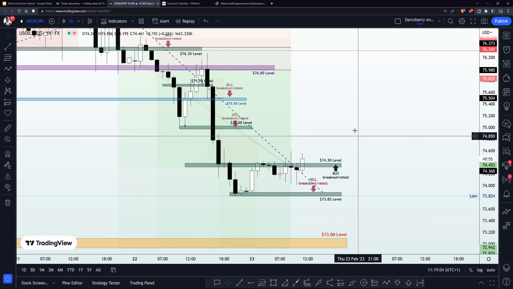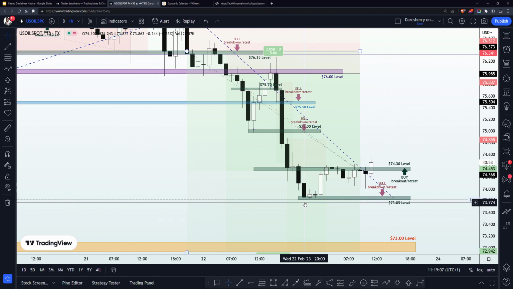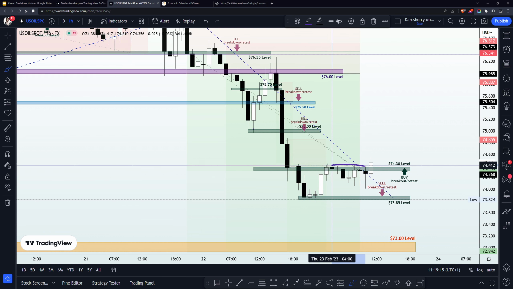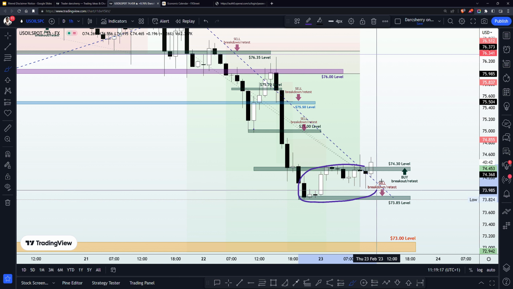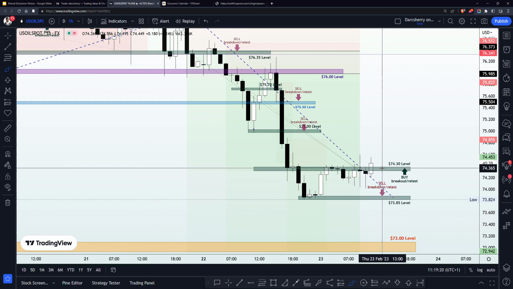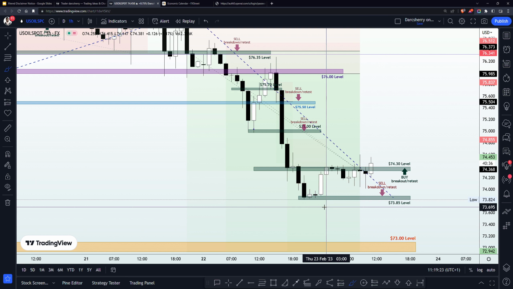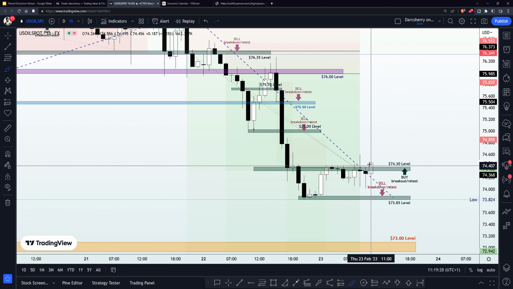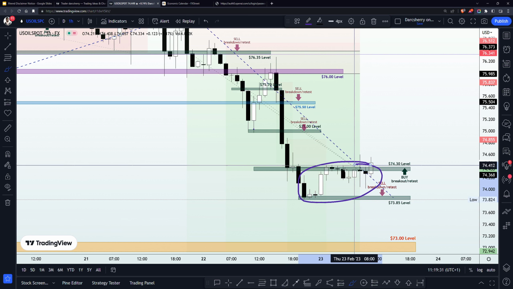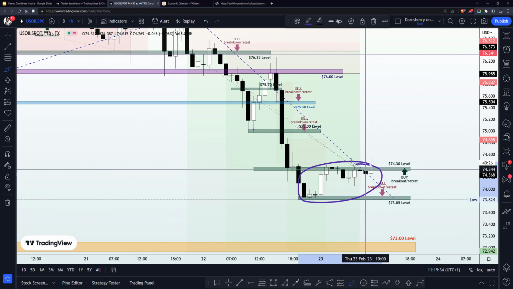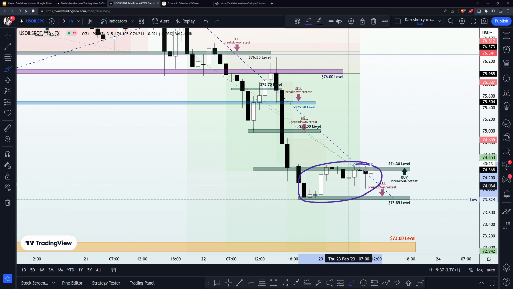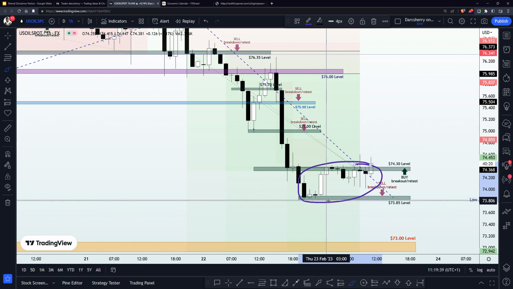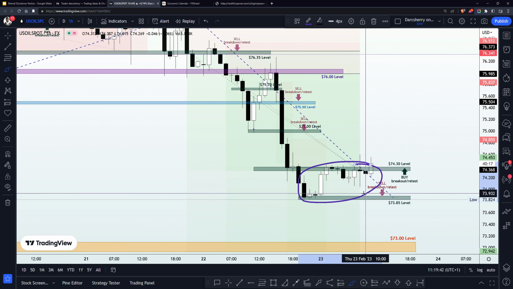So we are zooming into the current structure, and what we have noticed here since the later part of the New York session yesterday is that price has fallen within a range between the $74.30 level and the $73.85 area, to emphasize the indecision in this market. And in fact, the structure here has a tendency of either going bullish or bearish, in the sense that it could transition into a reversal pattern, and at the same time it could transition into a trend continuation pattern.